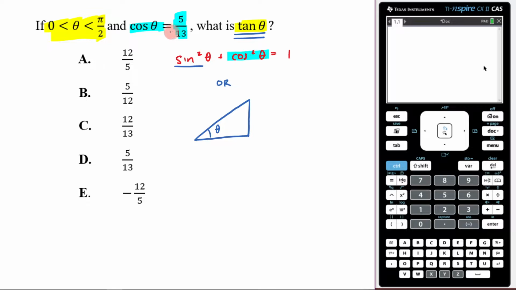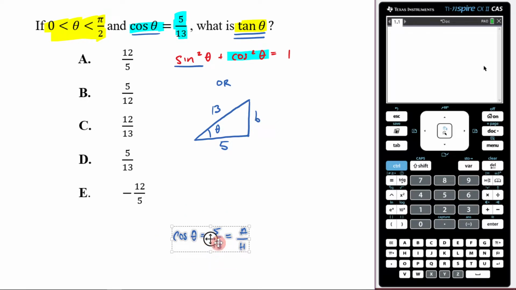And I've been told that cos of theta is 5 on 13. So let me just write this down here. Cos of theta is 5 on 13. Well, what is cos? Cos is adjacent over hypotenuse. So that means if this is the angle, adjacent would be here, that's 5, and hypotenuse would be here, that's 13. What I now want to find is this b value there.